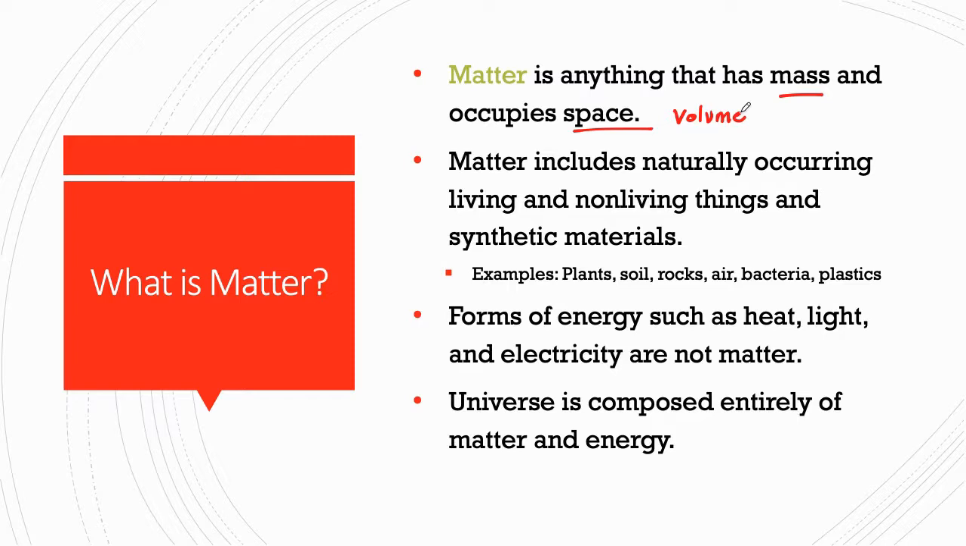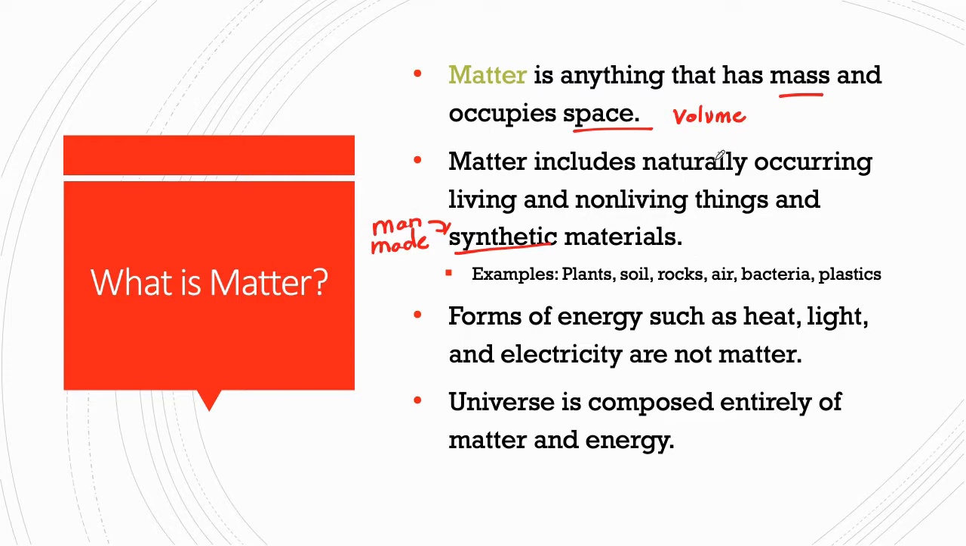So to be matter, it has to do these two things. It may be helpful if I give you some examples. Matter, first of all, can be either a naturally occurring living or non living thing, or it can be synthetic. When I say synthetic, another way to express that is by saying it is man made. It's not naturally occurring, it's man made. That's what synthetic means.